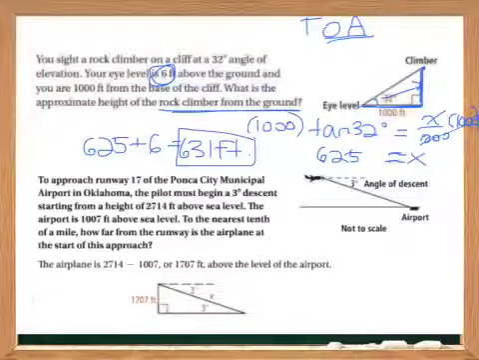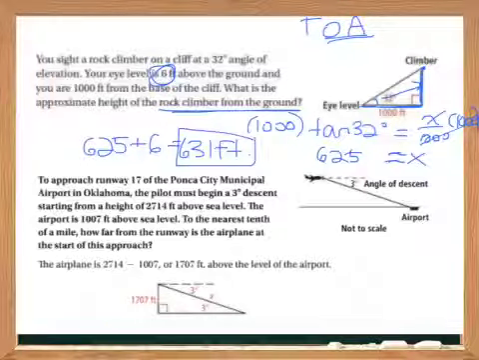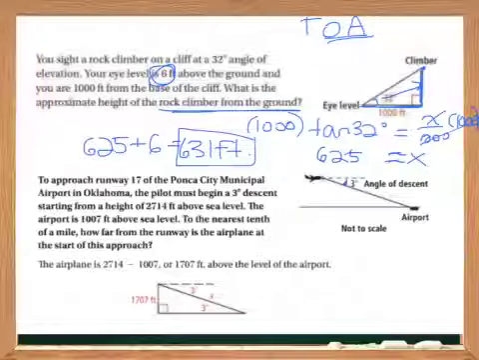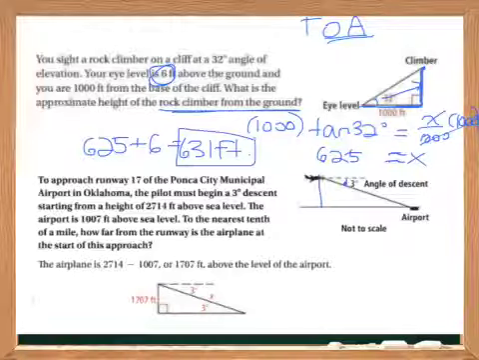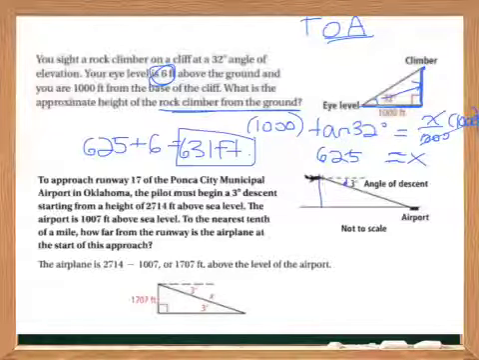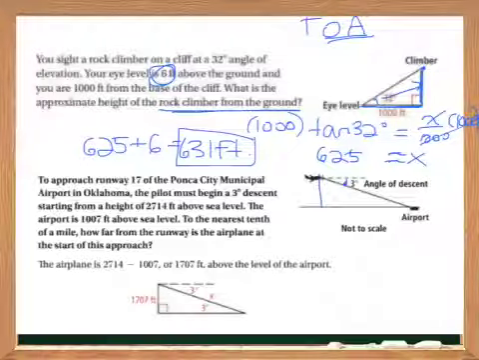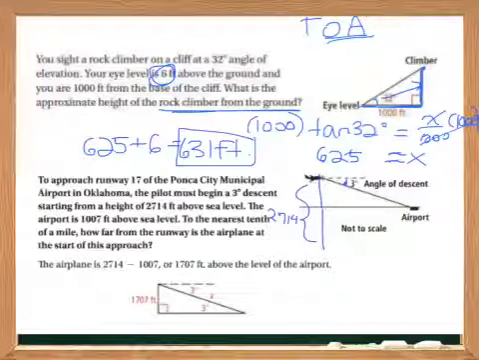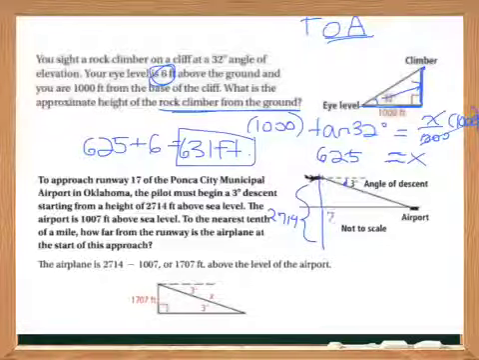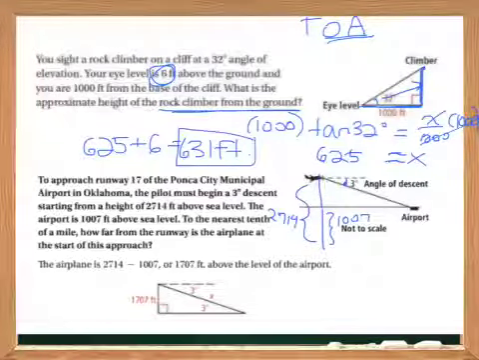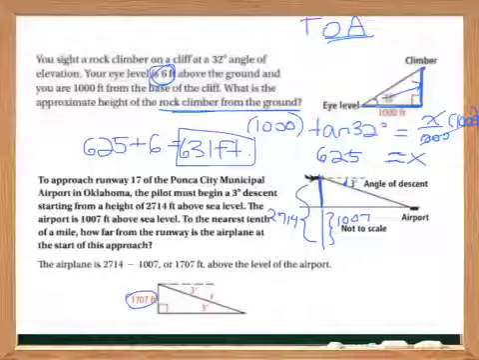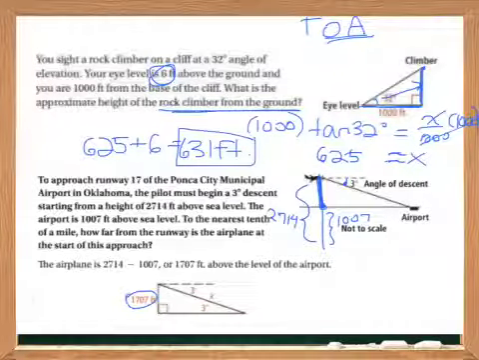Now this next example: to approach runway 17 of the Ponca City Municipal Airport in Oklahoma, the pilot must begin a 3 degree descent, starting from a height of 2,714 feet above sea level. The airport itself is about 1,007 feet above sea level, which means the airplane is 2,714 feet above sea level, but the airport is 1,007 feet above sea level. So that leaves me with 1,707 feet for this distance from the ground of the airport to the plane that's in the air.